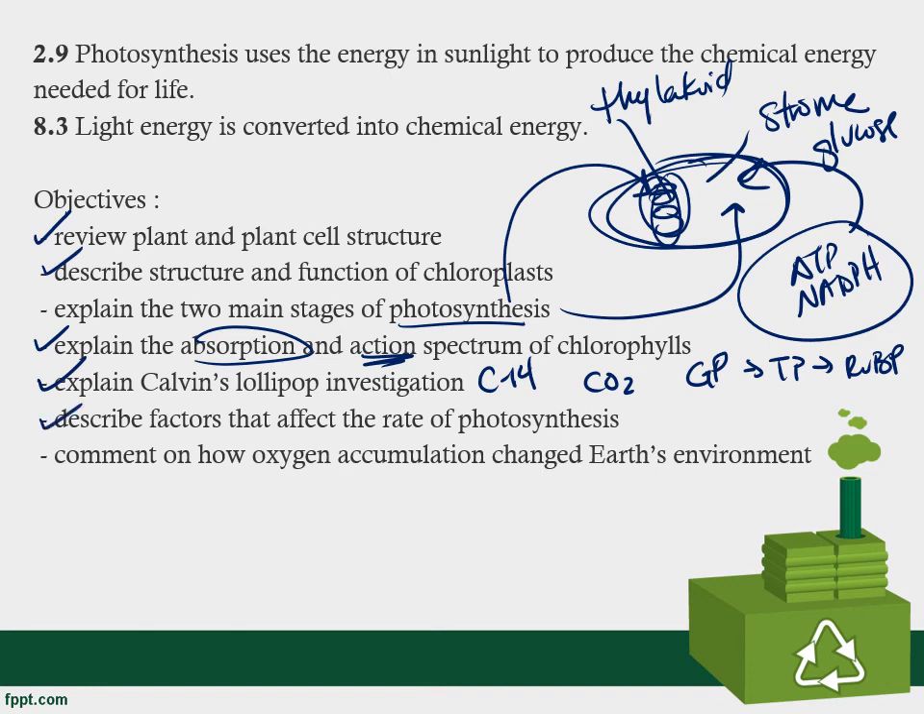We talked about those factors that affect the rate of photosynthesis: temperature, just like all the other enzymes, CO2 concentrations, and light intensity. And we wrapped up with a comment on how oxygen killed things when it started to form because of photosynthesis. Good job today.